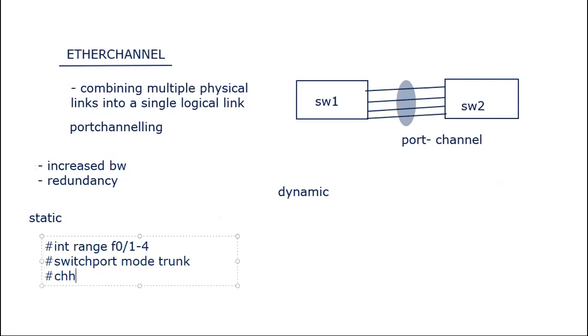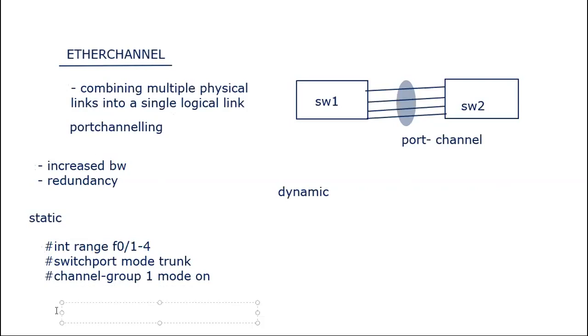Then the command is channel-group, then the number. You have to give a group number. Let's say 1 mode on. So on mode is for static EtherChannel. Same configuration you have to do on the second switch. Once you do this, you create an EtherChannel. These physical links will be combined into a logical link on EtherChannel.